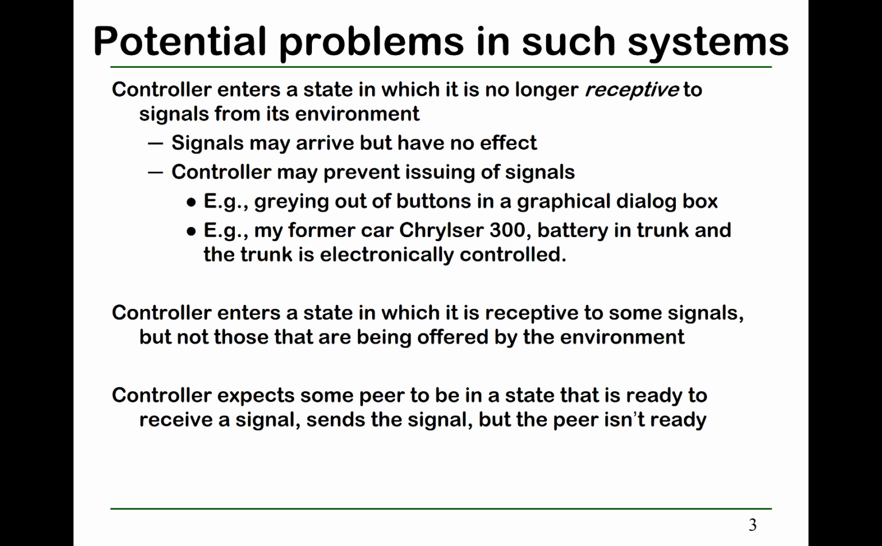So another scenario is the controller may enter into a state in which it can receive signals, but the environment doesn't offer that signal. And another example is the controller sends a signal, but the peer is not in a state ready to receive that signal. So again, the system cannot work together.